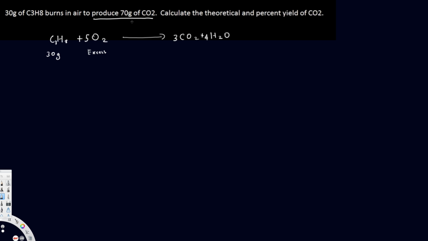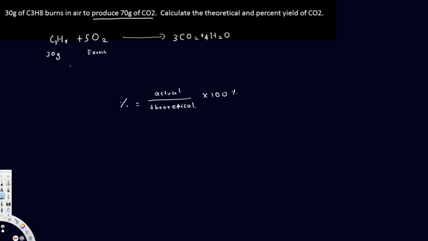So to calculate the percentage yield, I have to know the theoretical yield and actual yield: percentage yield equals actual over theoretical, multiplied by 100. So here what they have given is the actual yield, because this is what actually was produced. Theoretical yield means the maximum amount that could be produced from this experiment. That's what we are going to find. If we can find this one, then we can find the percentage yield too using this equation.